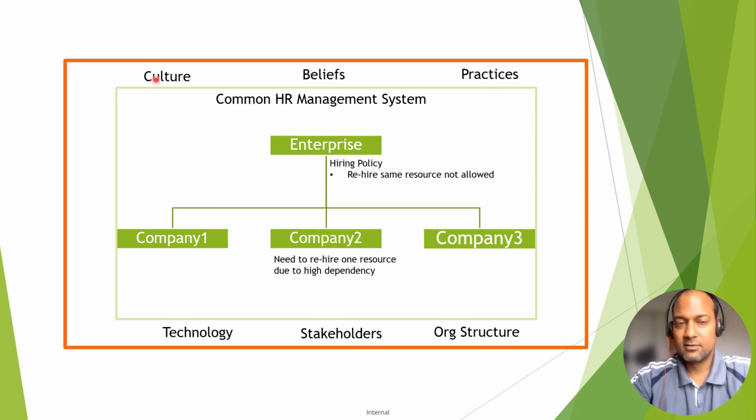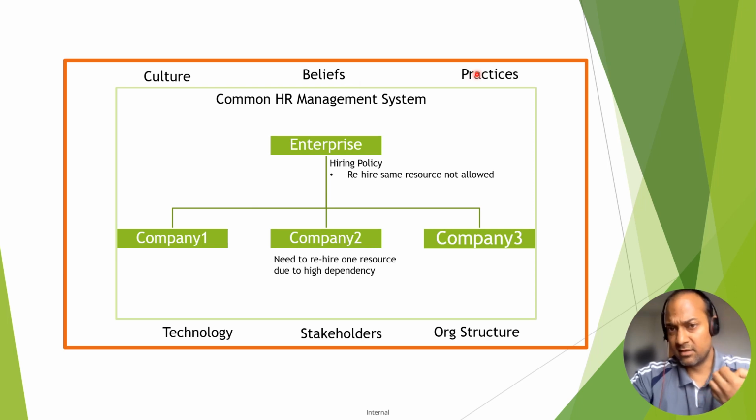What could those be? There is culture, belief, practices, technology, stakeholders, and organization structure. If you want to know more about each individually, I would recommend you search on Google. In general, I can guide you: culture is how you are following things, how you are doing things, what kind of lifestyle you have, what kind of entertainment you have, what occasions you follow. Beliefs are what you think is correct and what you think is not correct.